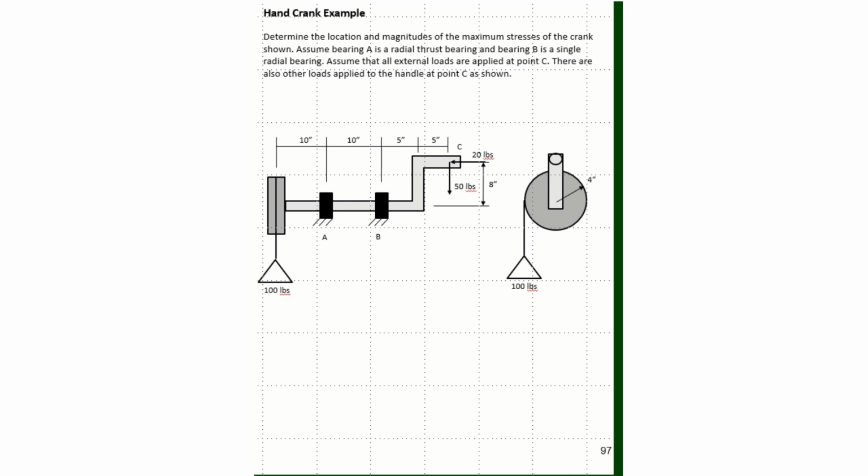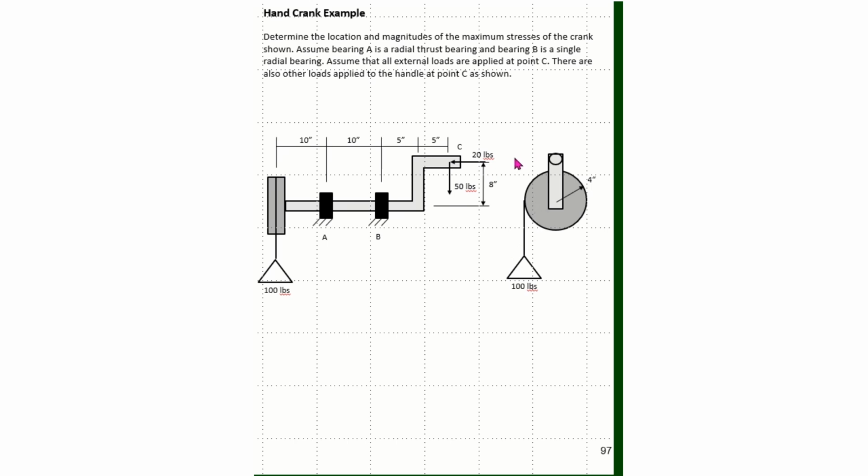So let's continue on with combined loadings and work through another example. This example is of a hand crank. And what we have here is a hand crank that is mounted. It consists of a single shaft that's bent. Up here you put your hand and you turn your hand around, which in turn rotates this disc and rolls up a cable that lifts this 100-pound weight.